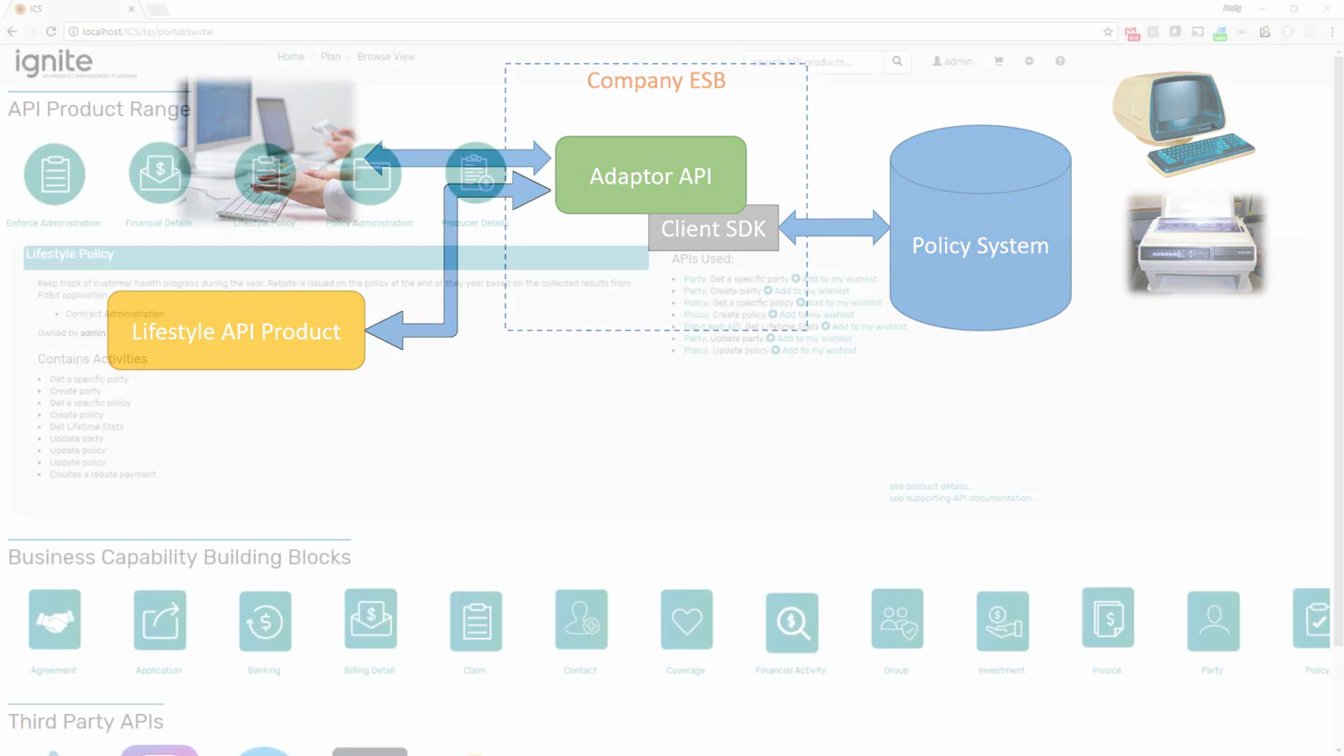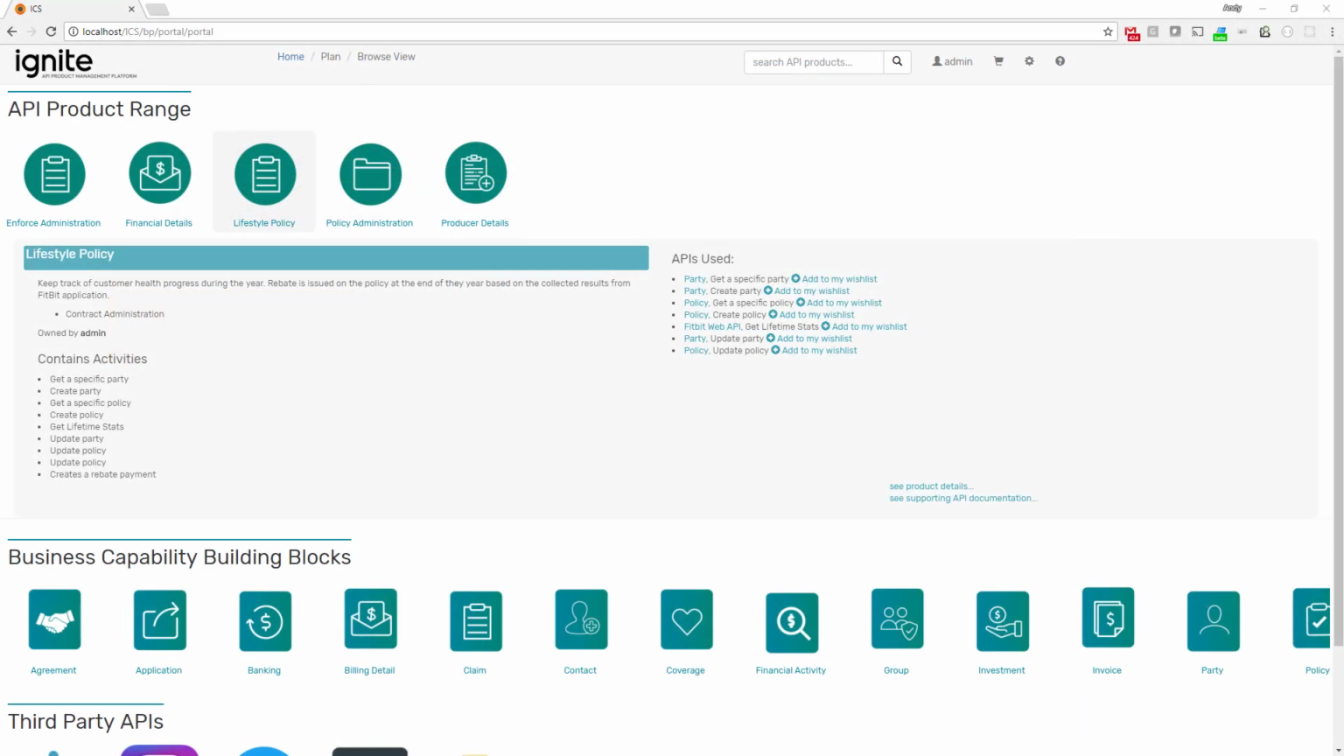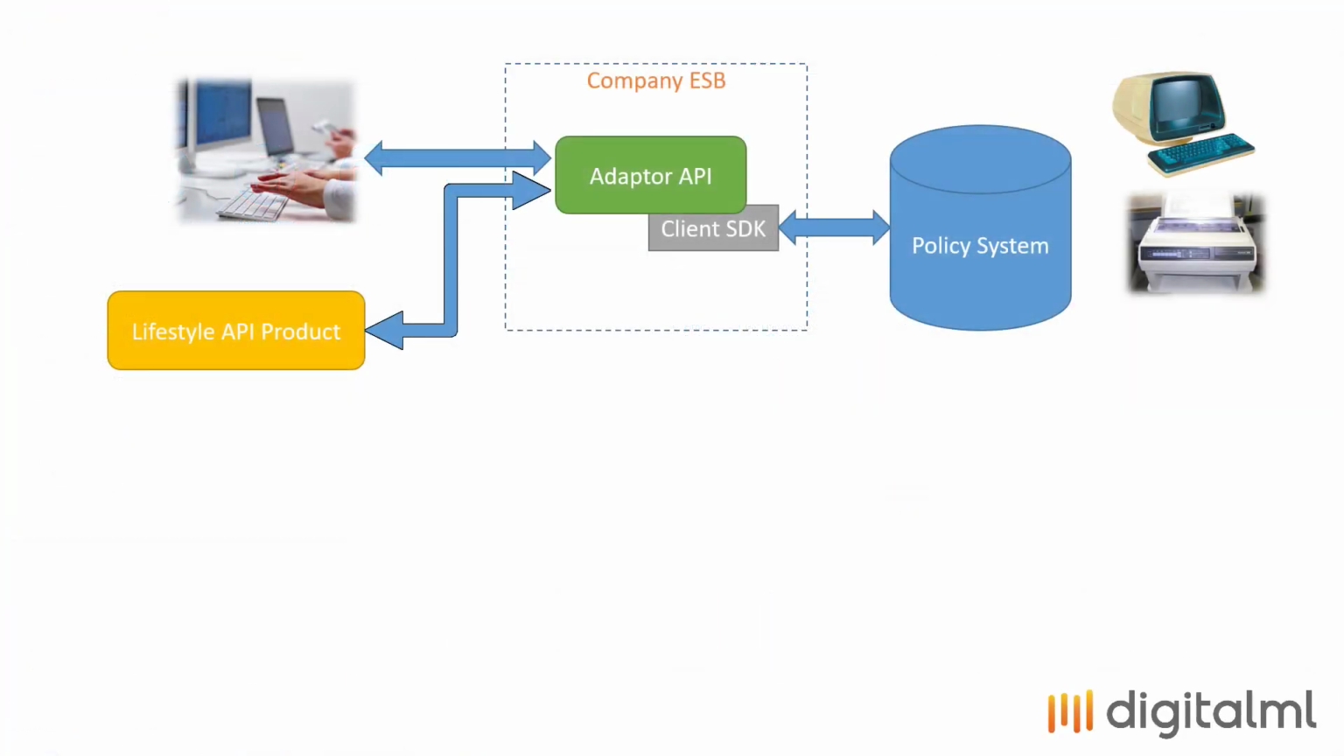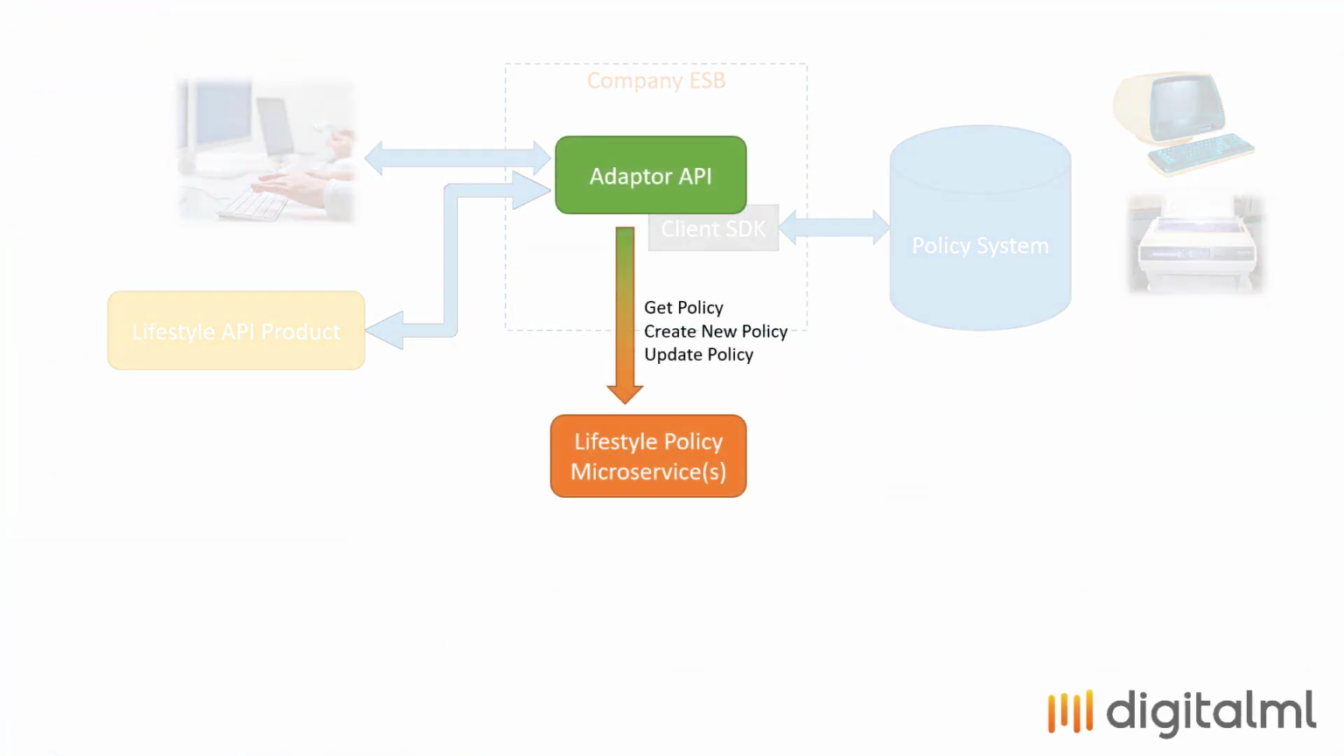Well, as the API Lifestyle building block is in Ignite, and I know from the Lifestyle product which methods I require, I can split out just the parts I need to support the Lifestyle, just the get, create and update calls. Then I can repackage these into a single smaller API aimed at just supporting the Lifestyle product. I could even create 3 microservices if I preferred.